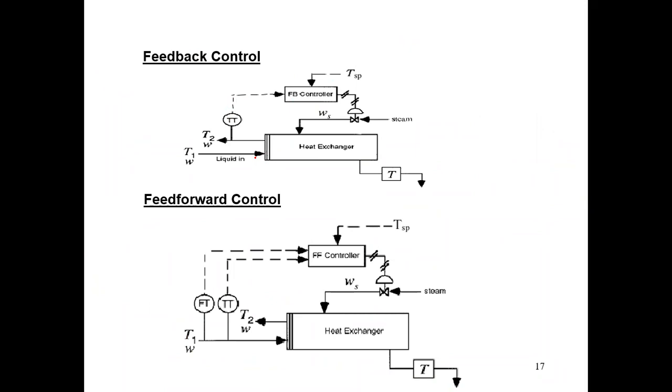Feedback control में देखें तो what we have added here is we have a measurement from here. Can I put a highlighter here? Yes. So we have a transmitter. This transmitter is sending signal to the feedback controller. Feedback controller has the set point here. और ये जो feedback controller है, this is actually sending a signal to the control valve, and this control valve is manipulating the WS variable.